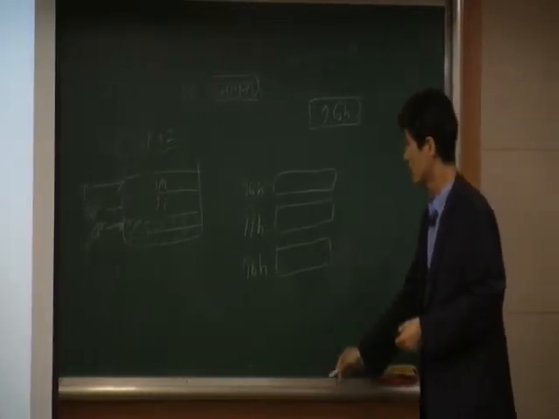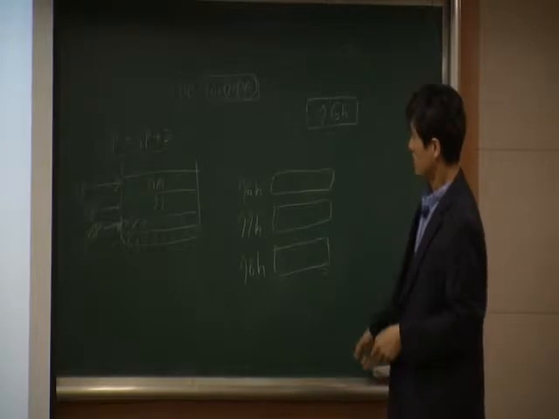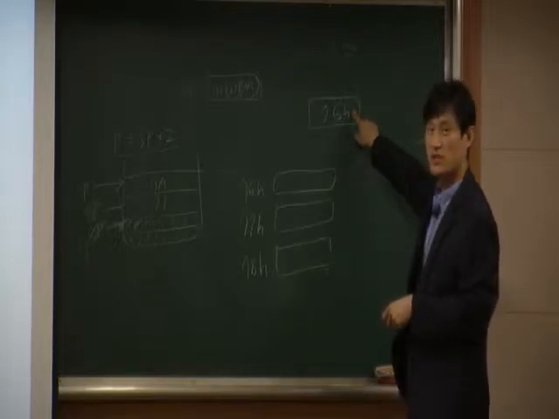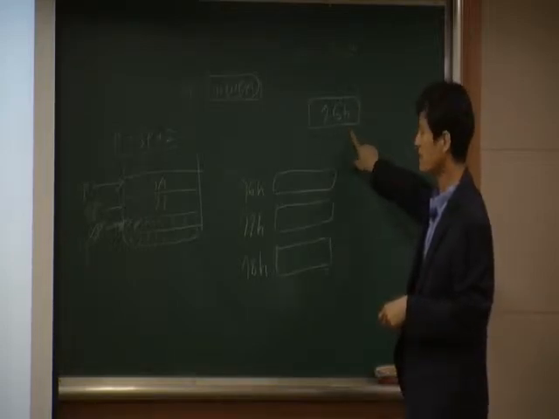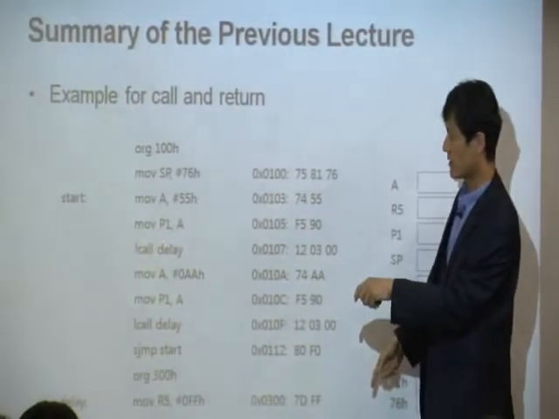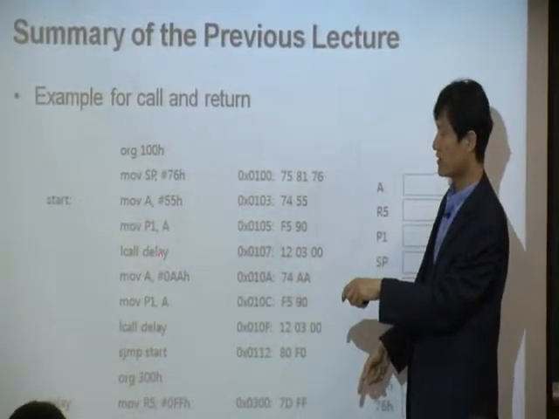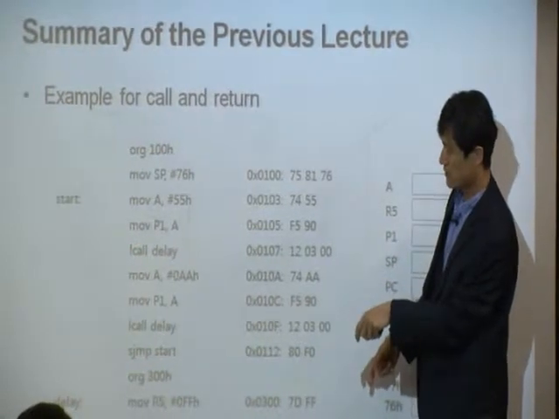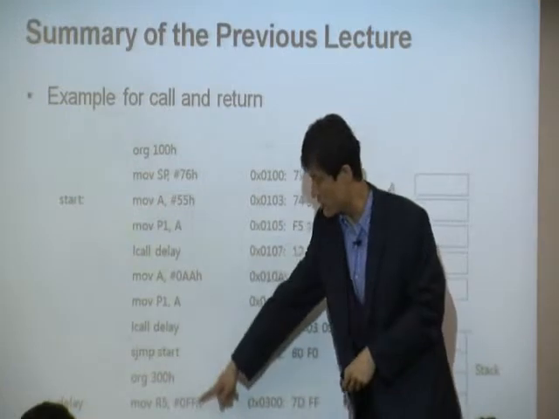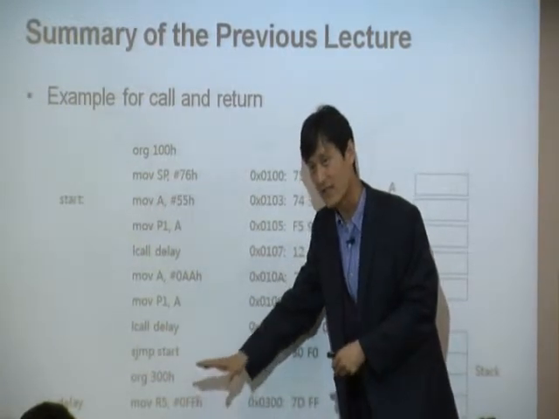Okay, now the question. We have the program counter value 010A, and the initial value of the stack pointer was 76. Now let's say I'm trying to execute this line. When I execute this line and I jump, let's say I jump to here. Okay, when I jump to here, let's say I stop it here.